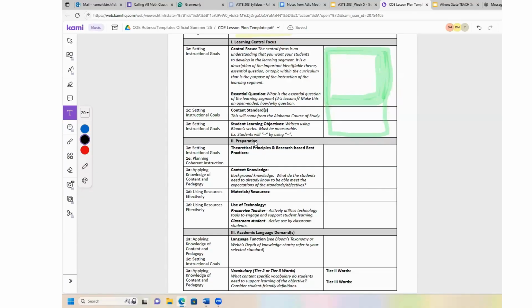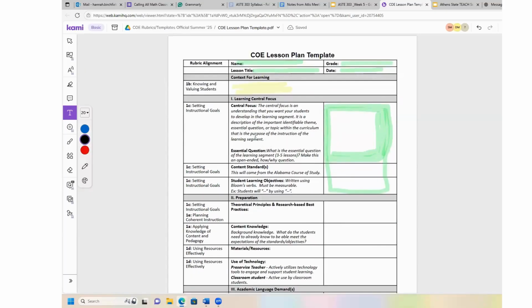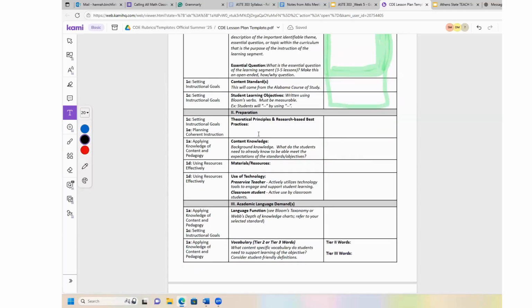Next, section 2, preparation, theoretical principles and research-based best practices. Why are the learning tasks for this lesson appropriate for your students? I think your lesson plan template actually has that on it. This one, for some reason, doesn't, but yours says, why are the learning tasks for the lesson appropriate for your students? We could say something along the lines of, the learning tasks are appropriate for my students because they blank.